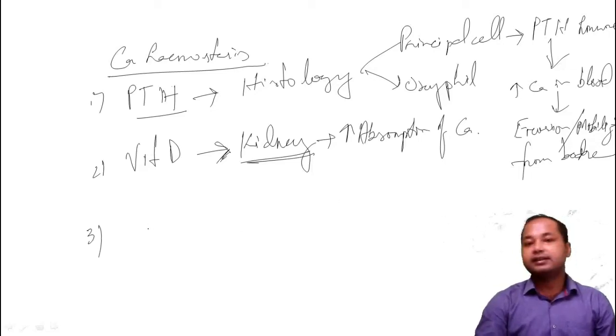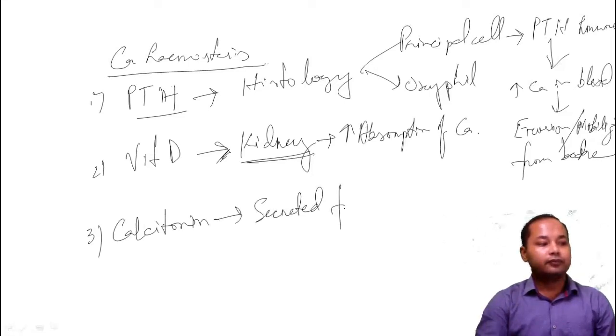But to antagonize this activity physiologically, there is another hormone which is secreted. This is calcitonin. This is actually secreted from parafollicular C cells.